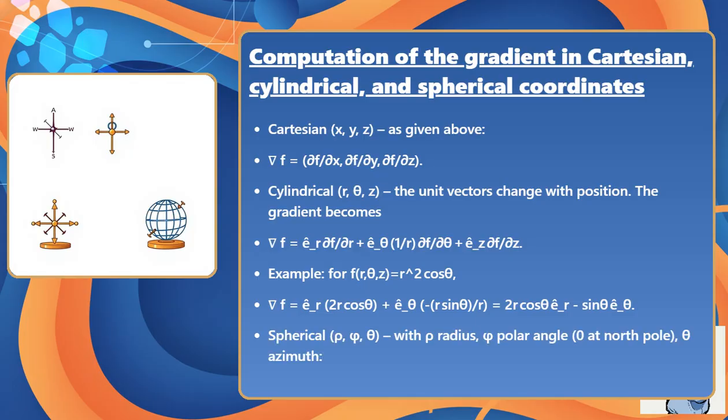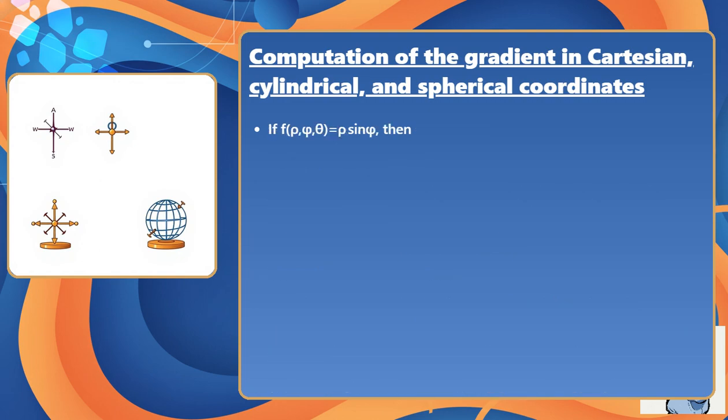Spherical, rho phi theta, with rho the radius, phi the polar angle, 0 at the north pole, and theta the azimuth. Nabla f equals e hat rho times partial f over partial rho plus e hat phi times 1 over rho times partial f over partial phi plus e hat theta times 1 over rho sin phi times partial f over partial theta. If f of rho, phi, theta equals rho sin phi, then nabla f equals e hat rho sin phi plus e hat phi cos phi divided by rho.